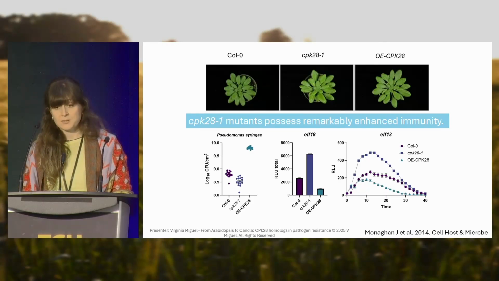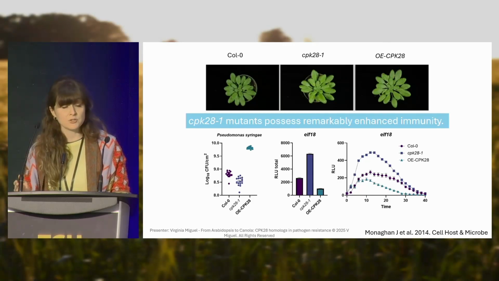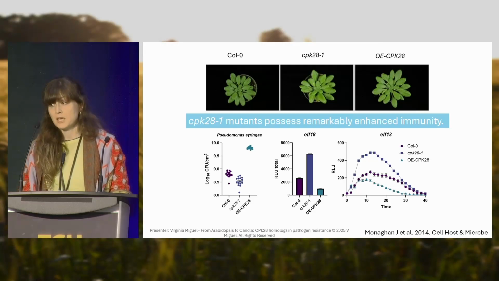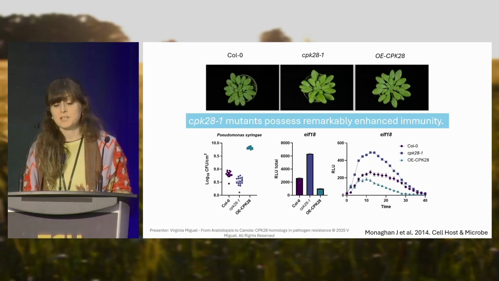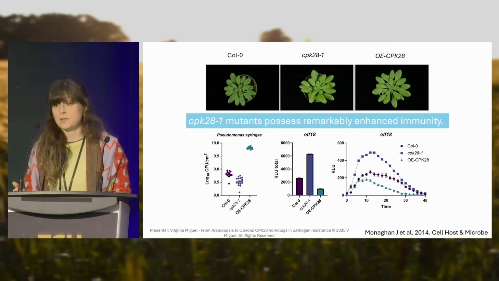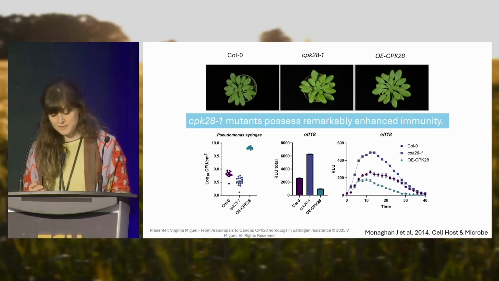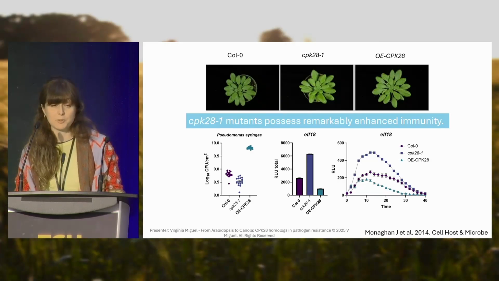Opposite to the mutant plant, we have the overexpressor plants. The overexpressor plants are more susceptible to Pseudomonas syringae infection and also release lower levels of ROS. Importantly, neither the CPK28 mutant nor the overexpressor plant presents a developmental trade-off. If we are thinking about breeding, this is an important trait to consider when we are trying to improve immunity.